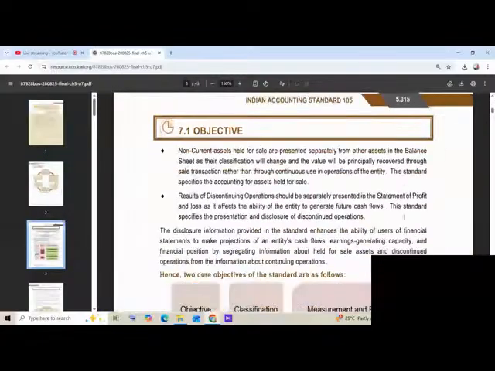So, let's go to the objective. Non-current assets held for sale are presented separately from other assets in the balance sheet as their classification will change and the value will be principally recovered through sale transaction rather than through continuous use in operations of the entity. This standard specifies the accounting for assets held for sale. Results of discontinuing operations should be separately presented in the statement of profit and loss as it affects the ability of the entity to generate future cash flows. This standard specifies the presentation and disclosure of discontinued operations.